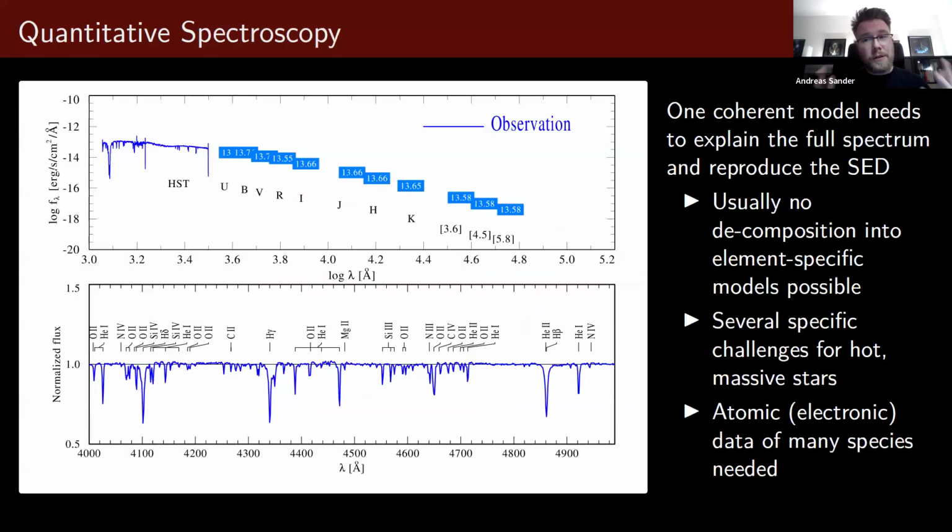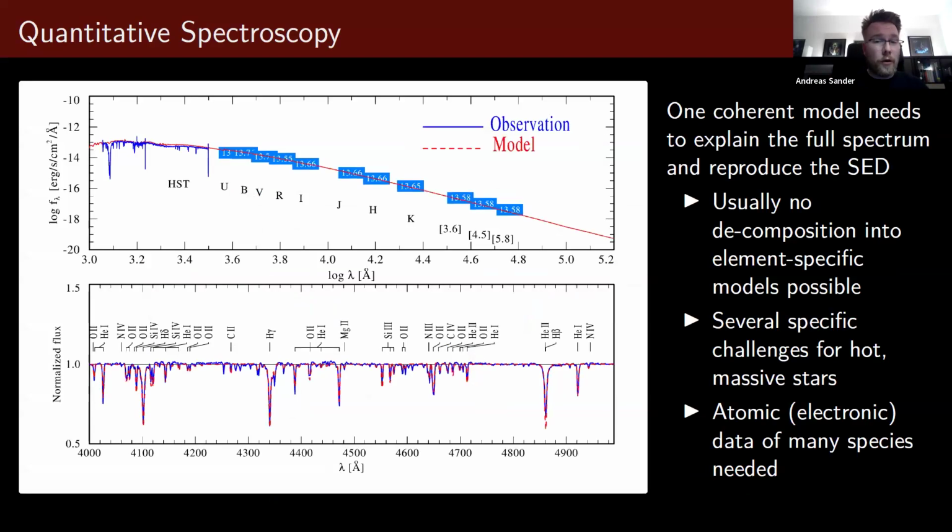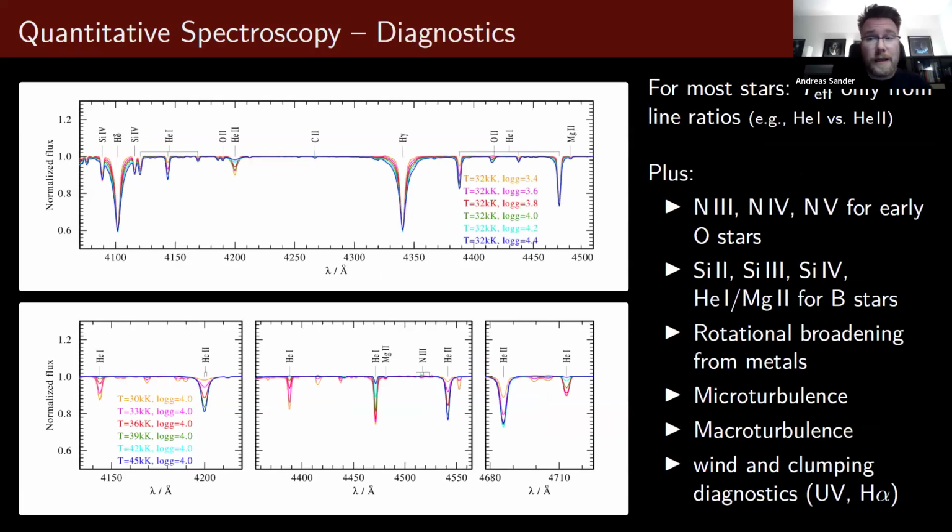So for quantitative spectroscopy of hot massive stars, it's important that we usually cannot use a decomposition into element-specific models. So we really need to calculate already the stratification with the whole set of elements that we later want to have in the spectrum. And so we have one model to explain all of this, what I plot here, namely an observed normalized spectrum, and then if you are lucky, you might have HST flux calibrated spectra and a range of photometry that really tell you everything about the object that you want to study. This requires a lot of different things, and I'll come to that in a minute.